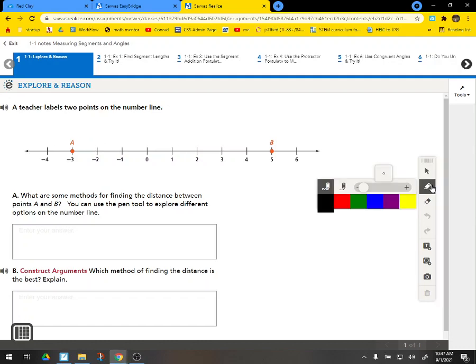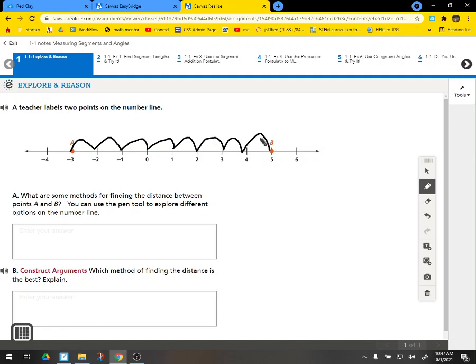So here's one way. If I want to find out how far it is from A to B, I can go 1, 2, 3, 4, 5, 6, 7, 8. So from A to B is 8. That is one valid way to do this. Here's another one. From here to 0 is 3, and then from here to B is 5, right? So if I count how far away they are from 0 and put them together, 3 plus 5 is 8. That's another way to do it.